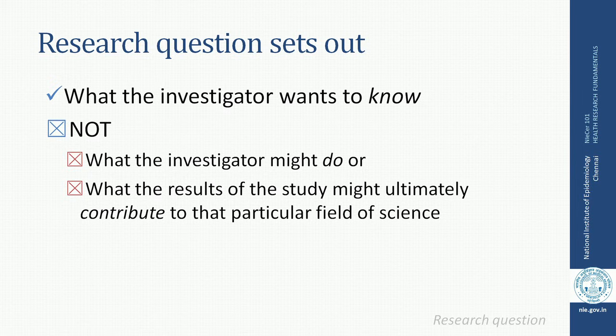A research question sets out clearly what the investigator wants to know, and definitely not what he or she may do or what these results will ultimately contribute to. It does not just include these two aspects, it should spell out what the investigator wants to know.